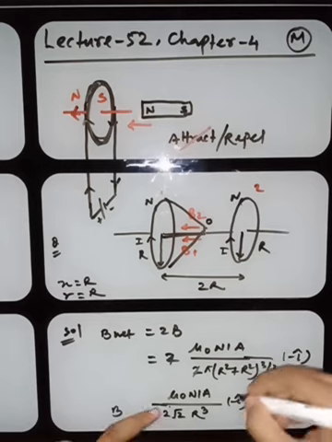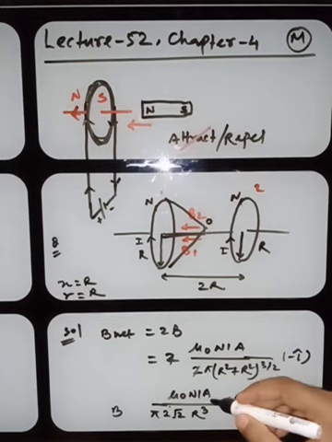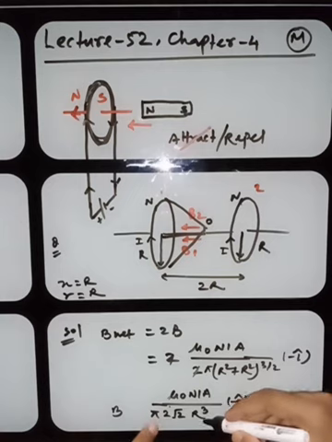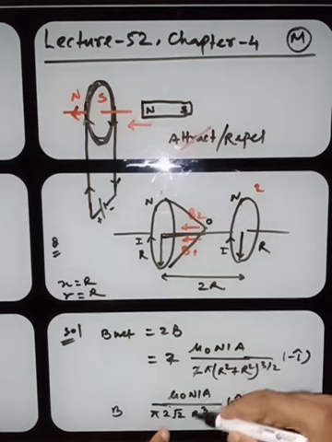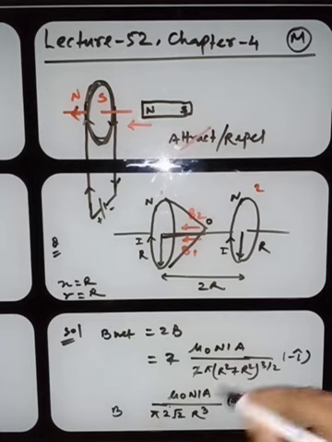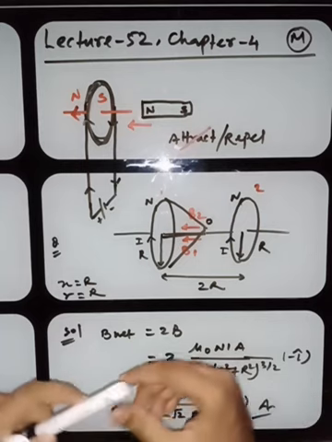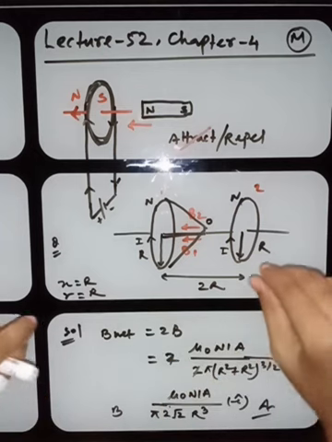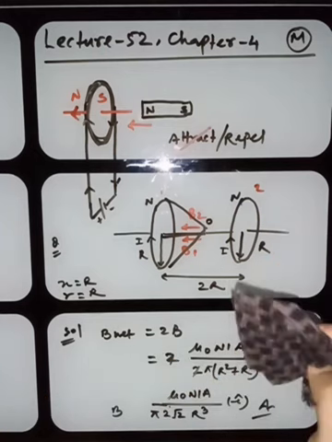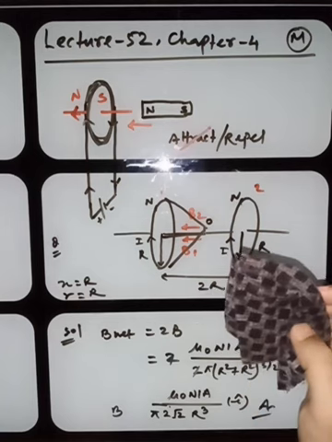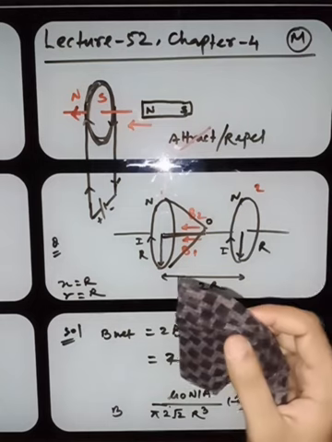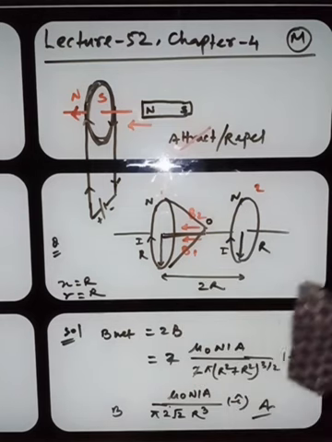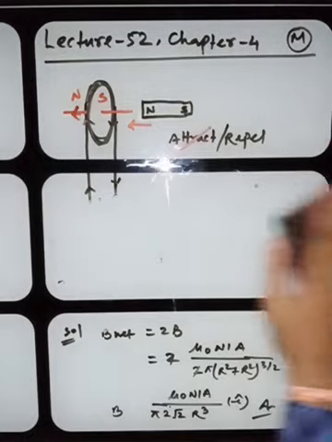You can simplify this also. This a is nothing but pi R square, and you will find that pi and R square are gone. So mu naught n I divided by 2 root 2 R. This will also be the answer. My dear student, now let me discuss a few more questions. These are very important in our board examination. But before that I'll give you a homework.